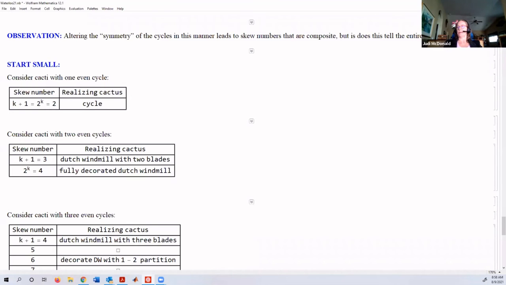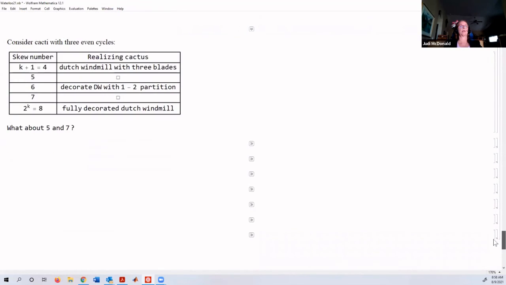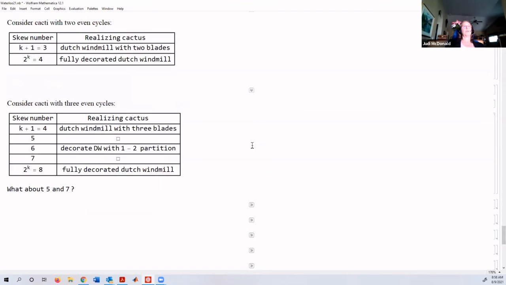Okay, well, moving right along, our Dutch windmills are doing a great job for us with a little bit of decoration. So if I move up to 3 even cycles, my lower bound is 3 plus 1, which is 4, and my upper bound is 2 cubed, or 8. So my Dutch windmill with 3 blades gets me the lower bound. I can decorate one of the blades, leaving 2 plain, that gets me 6, or I can decorate all 3 blades differently, giving me 2 cubed, 8. So what about 5 and 7?